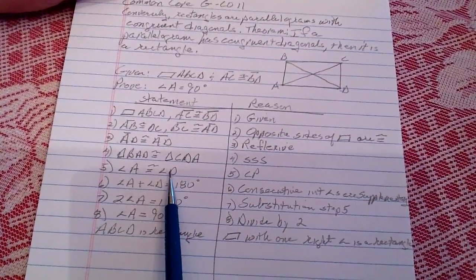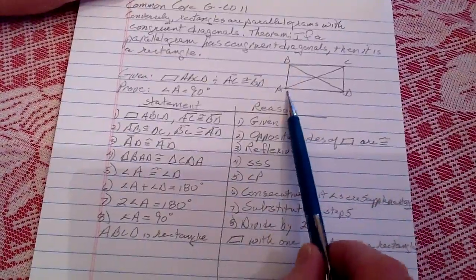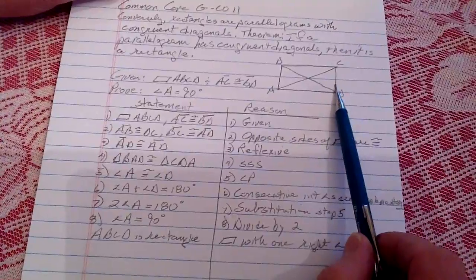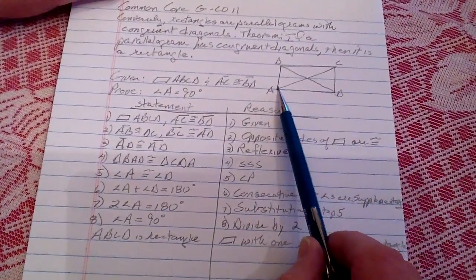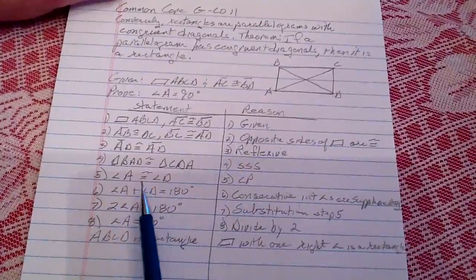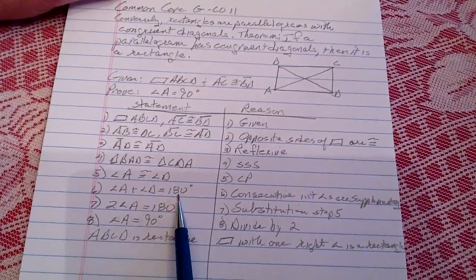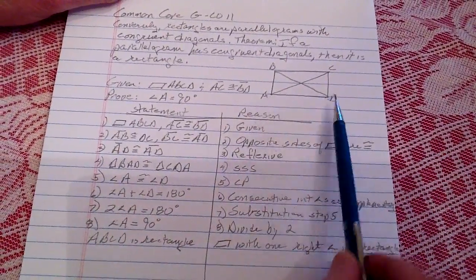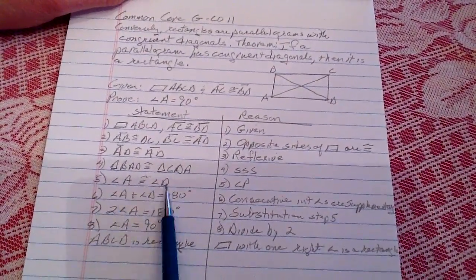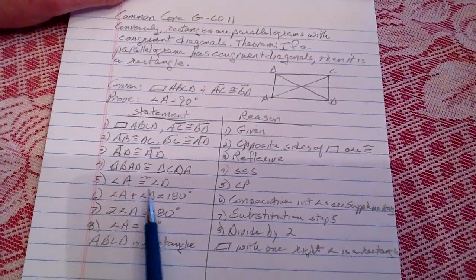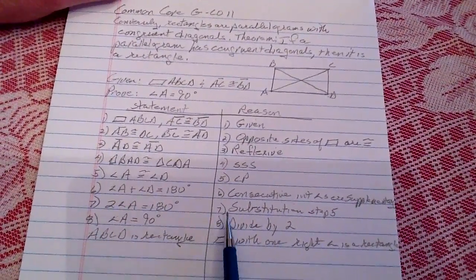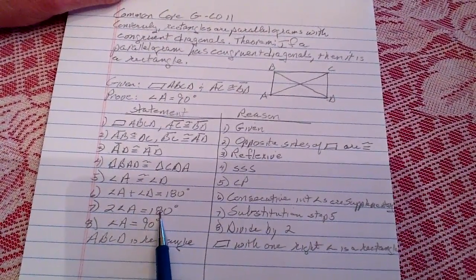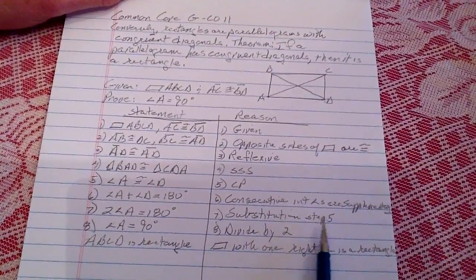Now, if we add these, based on the fact that we know lines AB and CD are parallel, then we know that when we add angles A and D together, they'll be 180 degrees because consecutive interior angles are supplementary. So we know that now. And from that, we can substitute the A for this D, and then we'll have two angle A's that equal 180 degrees. That's because of substitution from step 5.